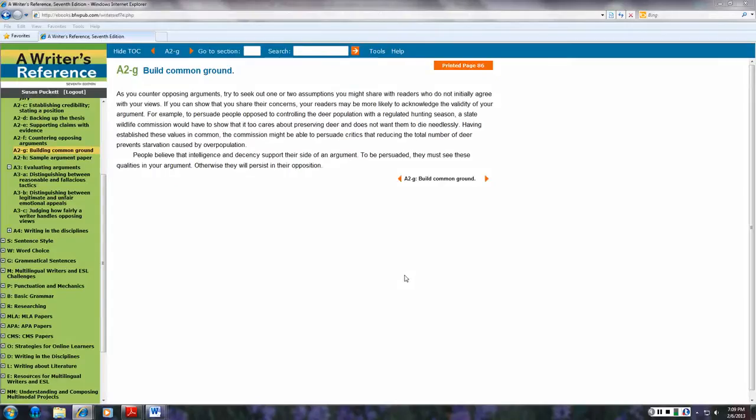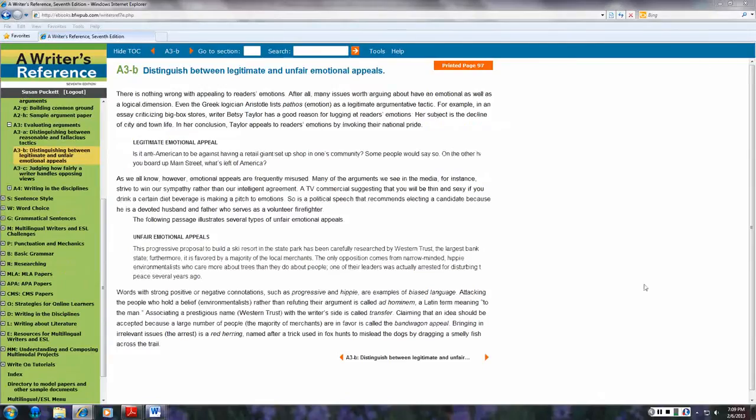One of the ways that we appeal to emotion is through common ground. That is, we acknowledge the audience's emotional investment in something, and we show how we share that. And remember again that the Hacker and Summers text addresses the distinction between legitimate and unfair emotional appeals. Pay attention to those both as you read and as you write.